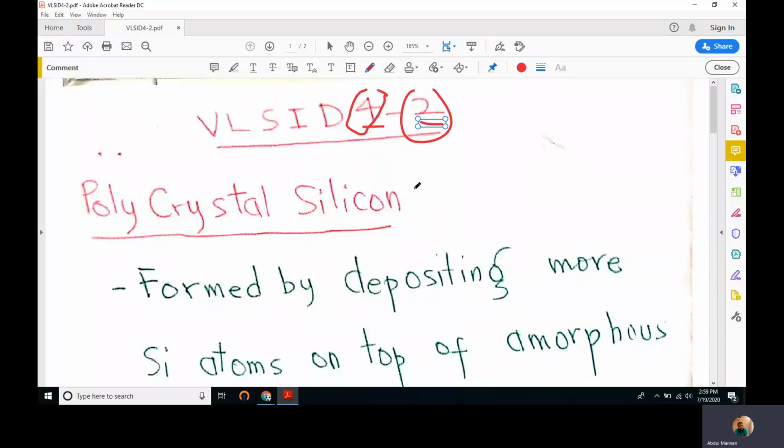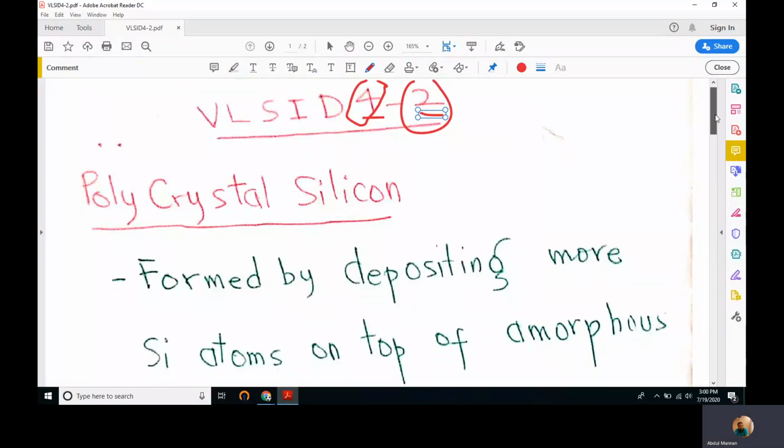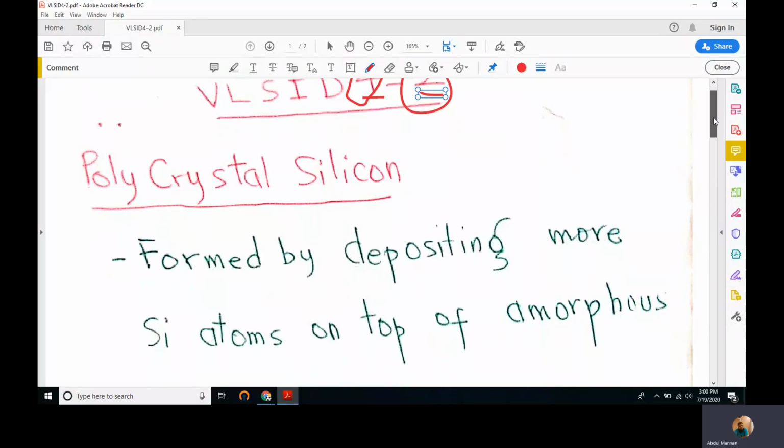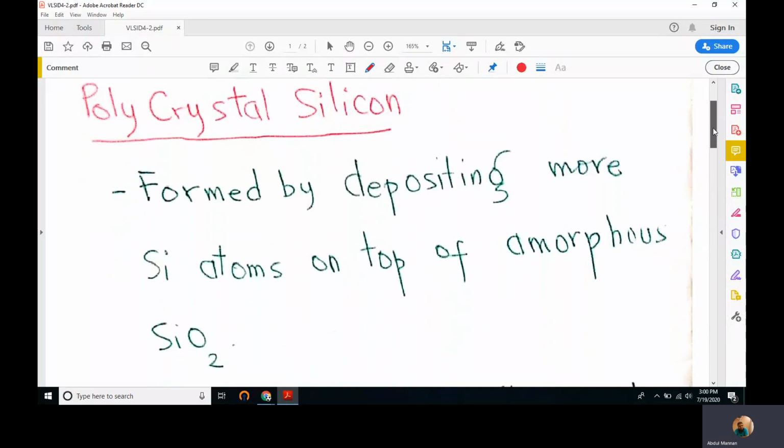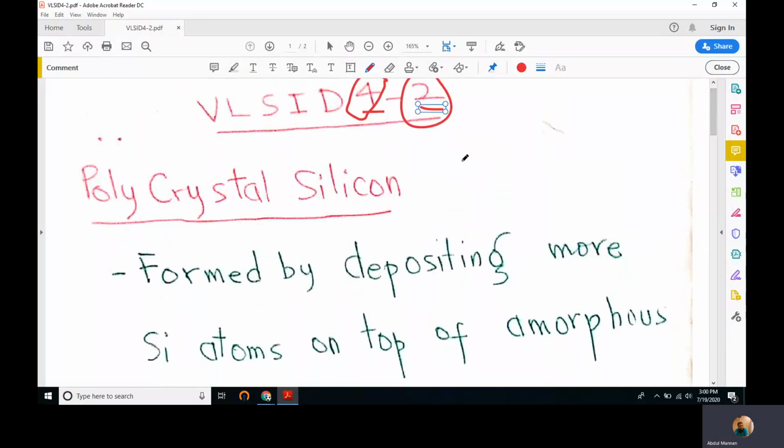Before this, we have studied a few methods of fabricating silicon dioxide in our last lecture, the native oxide and the vapor deposition techniques. So polycrystal silicon is formed by depositing more silicon atoms on top of the silicon dioxide. In modern MOS transistors, the gate is formed of polycrystal silicon instead of metal.